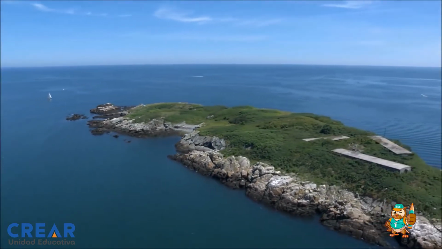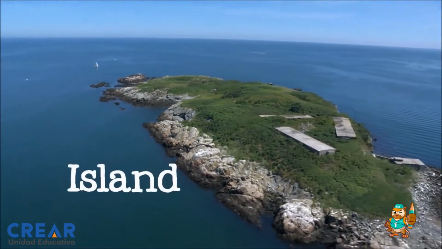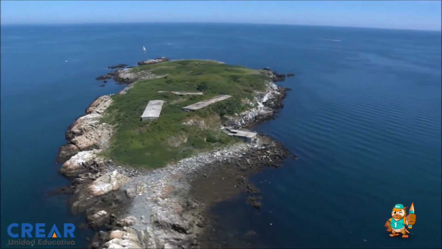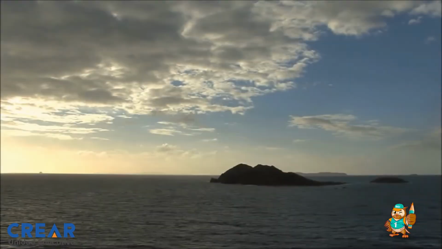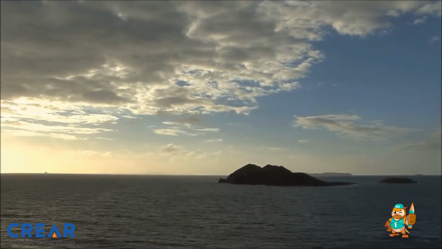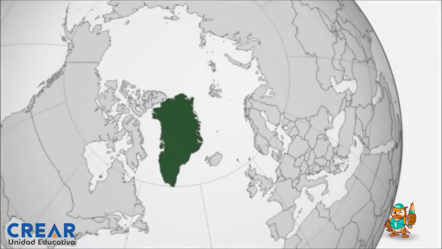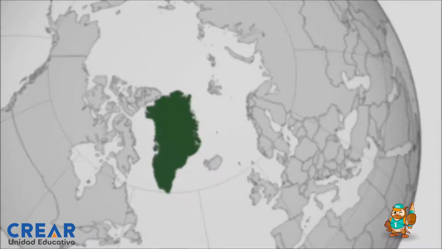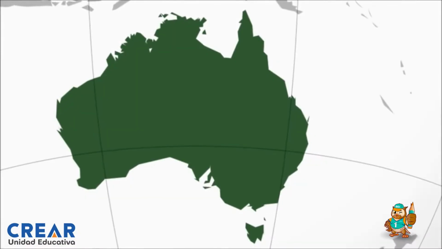The biggest island in the world is Greenland, right? It is the biggest of them. But Australia is so big, kids, that it is called a continent instead of an island. So the biggest island is Greenland.